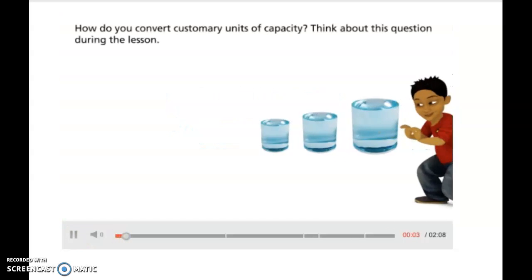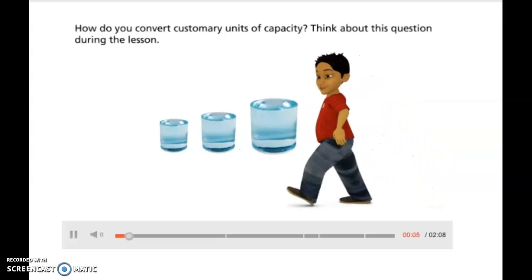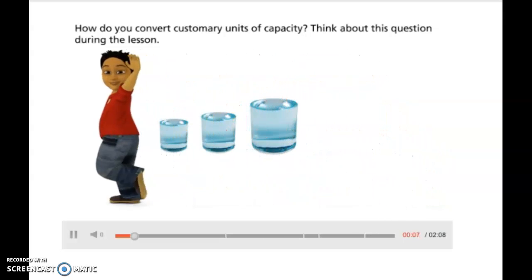How do you convert customary units of capacity? Think about this question during the lesson.